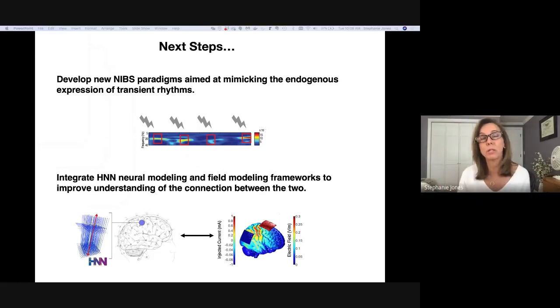The other thing that we're doing is we're integrating our modeling framework into some of the field modeling. And so there's a lot going on in the scientific world trying to simulate the electrical fields that these non-invasive brain stimulators are producing in the brain. And so we want to map these field models with our HNN model and see if we can actually simulate what these fields are doing to this local cortical circuit.